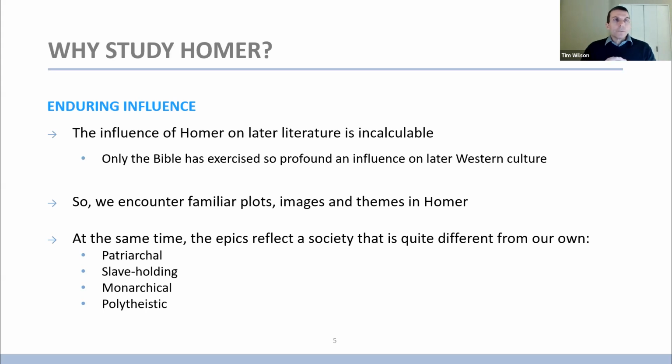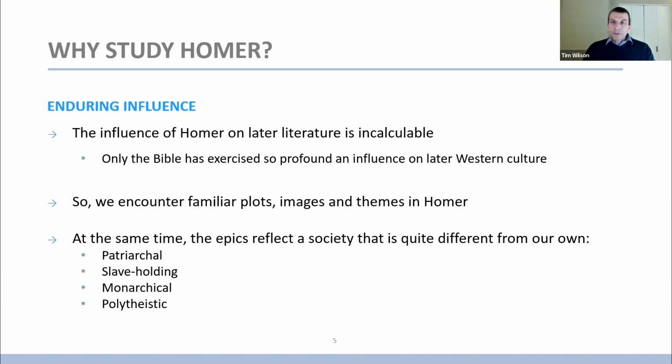The influence of the Homeric epics is absolutely incalculable to later literature, especially in the Western tradition. And only the Bible has had a similar influence on Western culture. So when we see plots and images and themes in literature or films today, any stories, they're permeated with Homeric echoes.